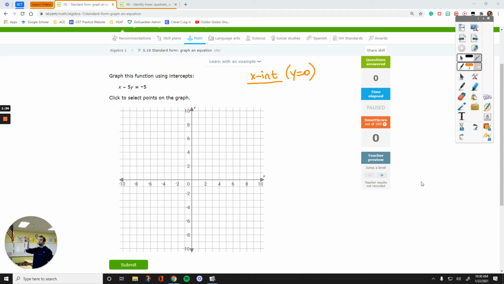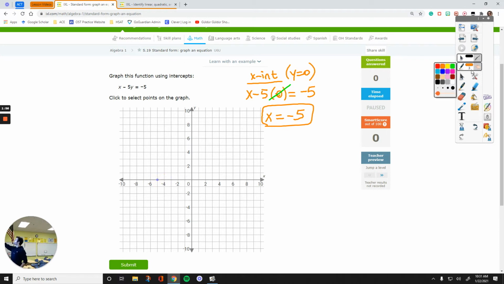So now I need to rewrite my equation by plugging 0 in for y. x minus 5 times y, but that y becomes 0, equals negative 5. Now this is gone. Bring down everything else you have. x equals negative 5. That's my first point. On the x-axis, find that point, plot it. x equals negative 5 is right here.